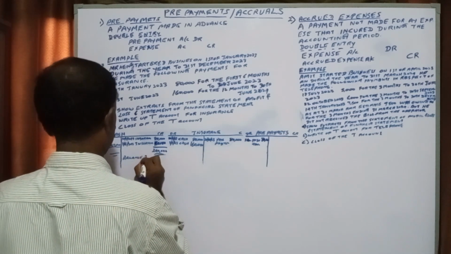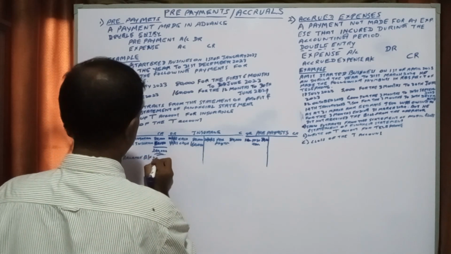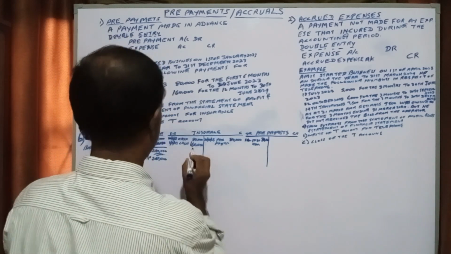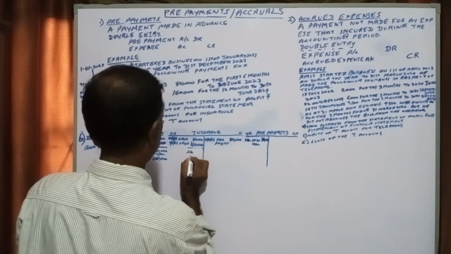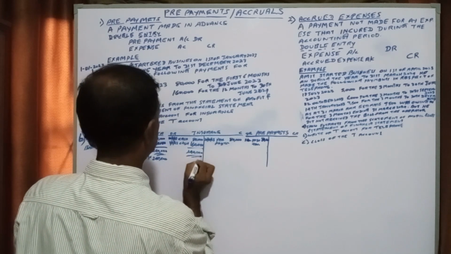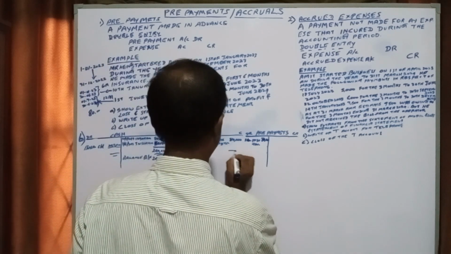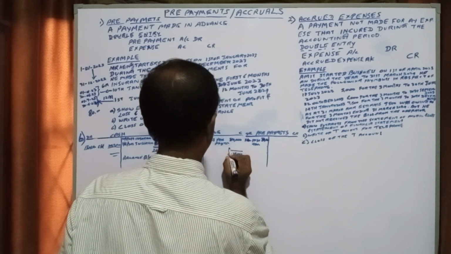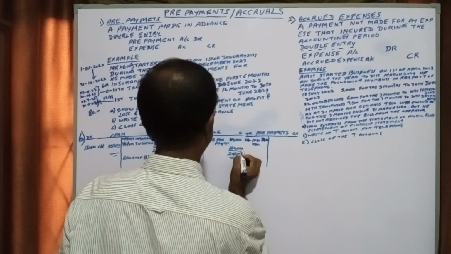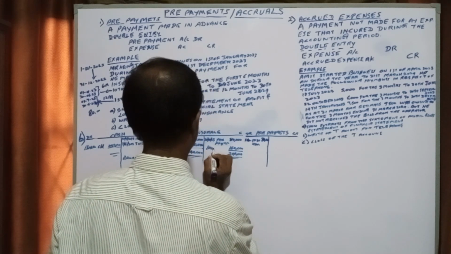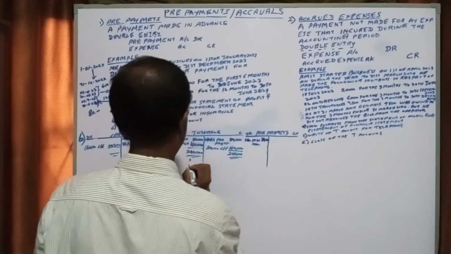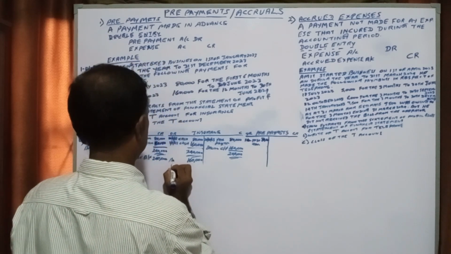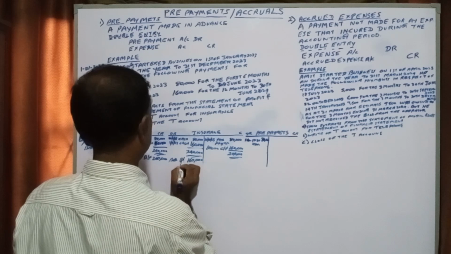Brought forward, 240,000. Okay, here we have to balance it. 240,000 and 240,000. 160,000 is the balancing figure. Balance carried down, 160,000. Balance brought forward.